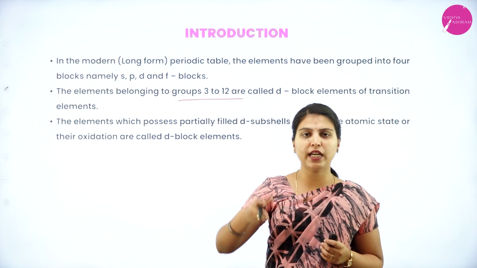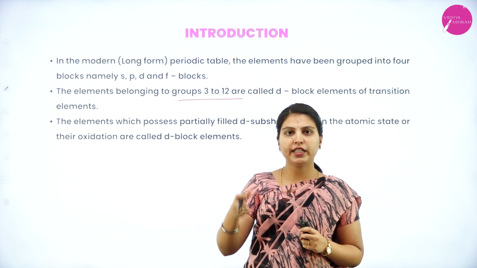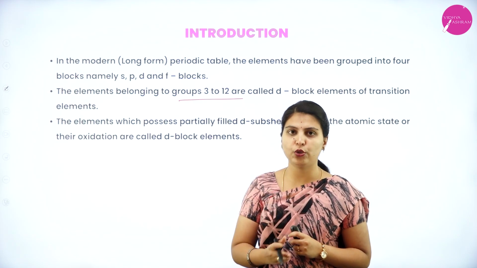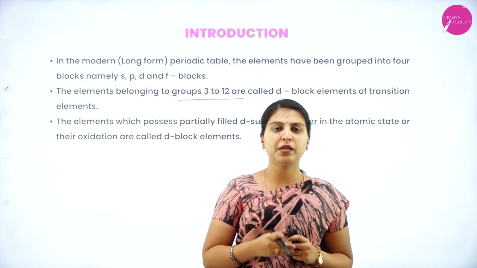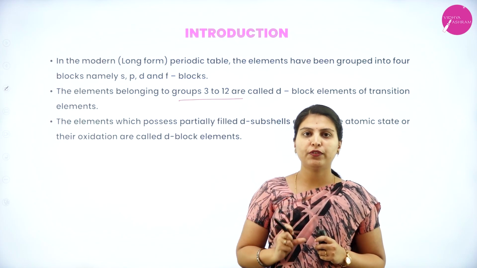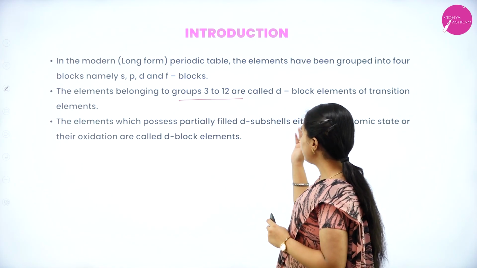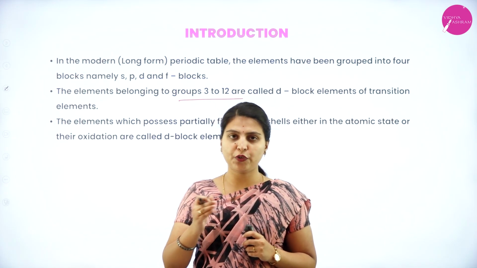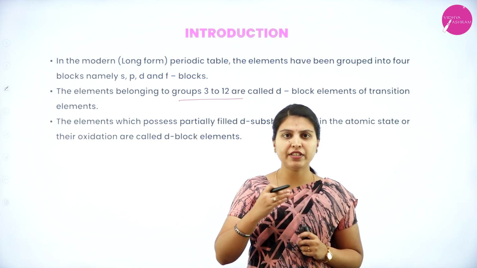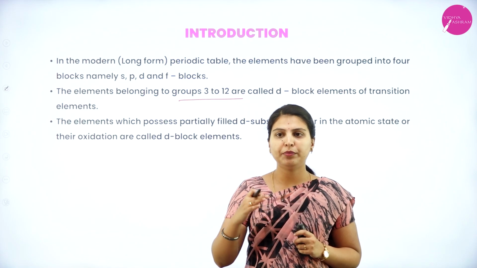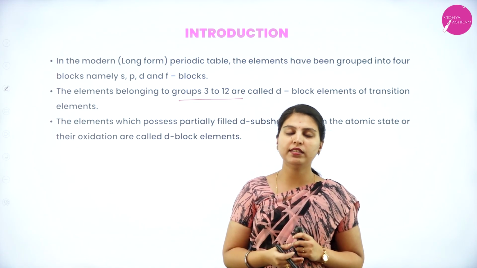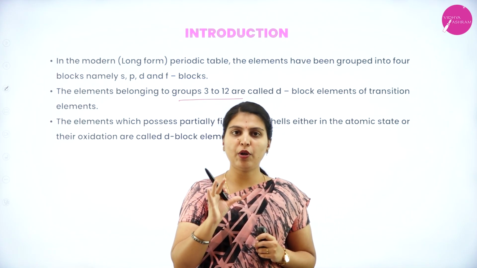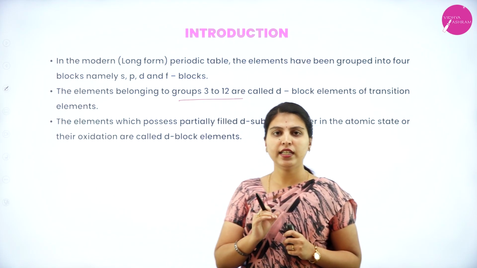We know that rows are called periods and vertical columns are called groups. We have 18 groups. From group number 3 to group number 12, that middle portion of the modern periodic table is considered as D block elements or transition elements. Why do we call D block elements transition elements? Because they have transitional properties: they share some properties of S block elements and also some properties of P block elements as well. So the D block elements are considered as transition elements.